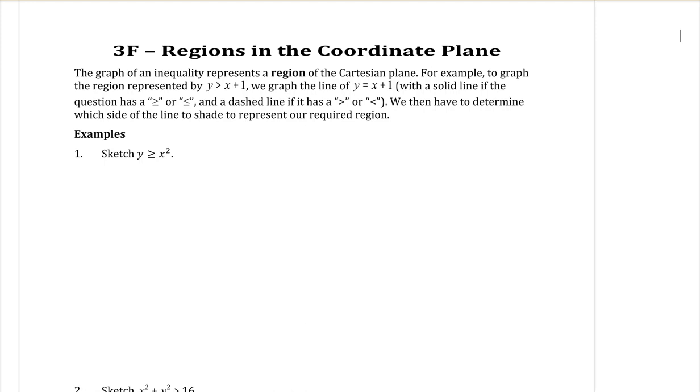For example, if I want to graph y is greater than x plus 1, we start by just drawing the line of y equals x plus 1. However, we do need to consider that sometimes we need to use a dotted line and sometimes we need to use a solid line. If there is an equal to sign on your inequality, you draw a solid line. If there's no equal to sign like this one, we would draw a dotted line. Okay? Then once you have drawn your line, we need to test a point to determine which side of the line or curve to shade.